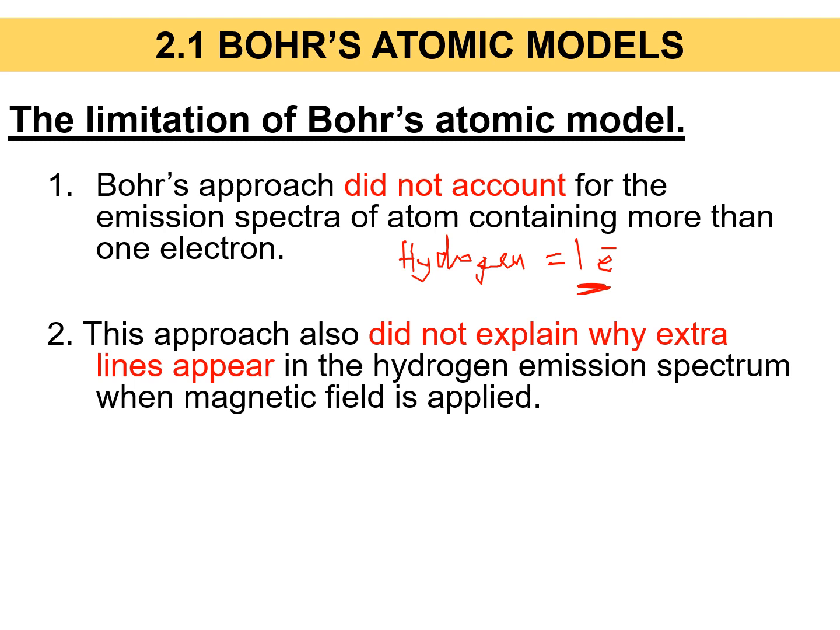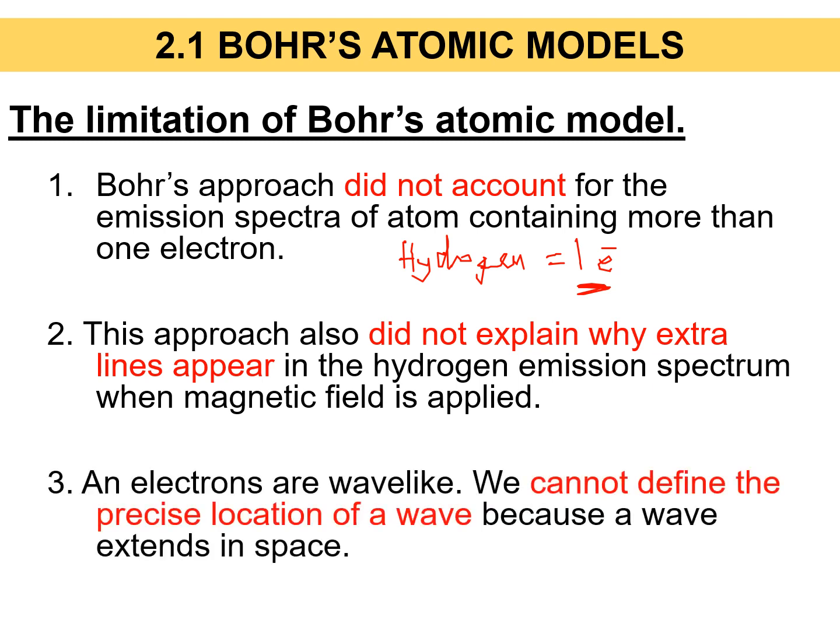Okay, and then Bohr's atomic model juga dia tak explain kenapa ada extra lines appear in the hydrogen emission spectrum when the magnetic field is applied. Also, actually, electrons ni adalah wave-like. Okay, that means dia tak boleh define the precise location of the wave because wave extends in space. So these are the three limitations of Bohr's atomic model.